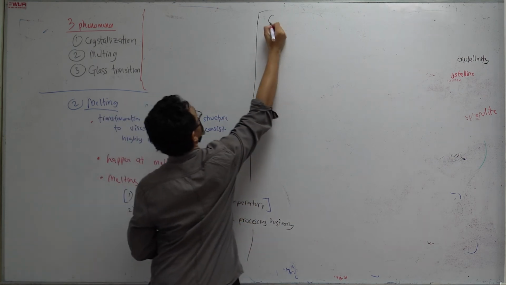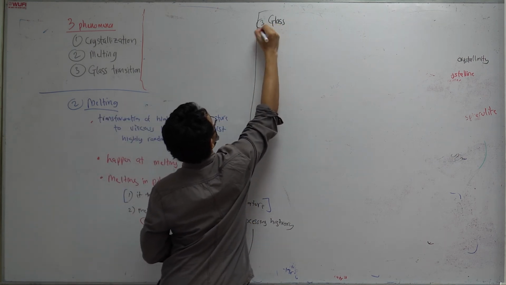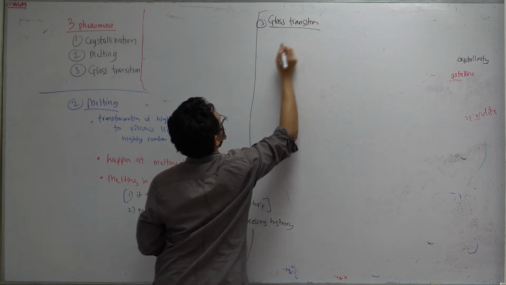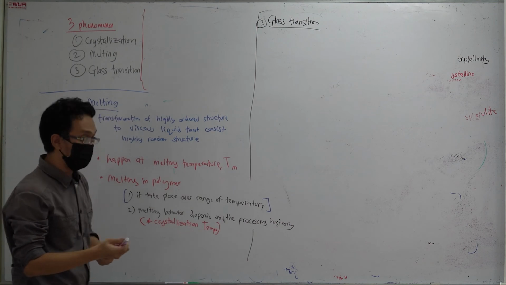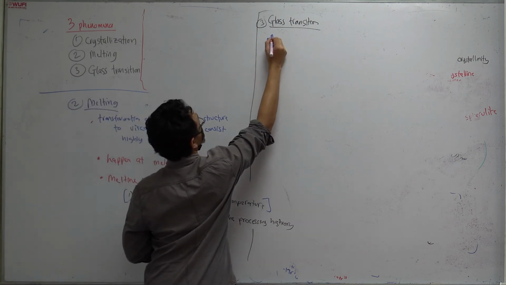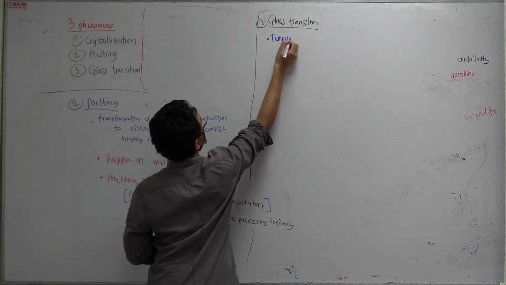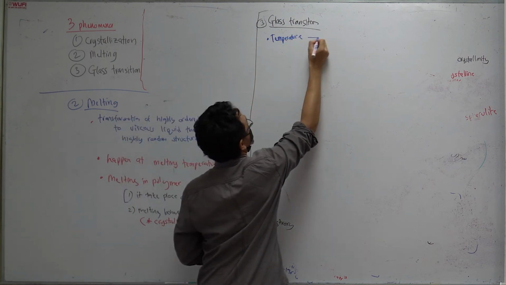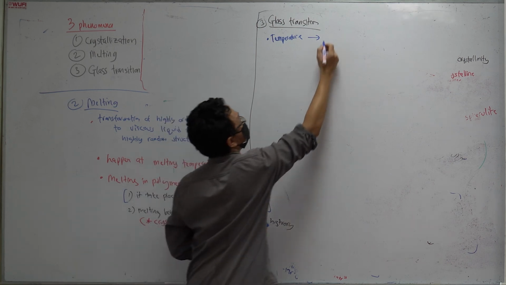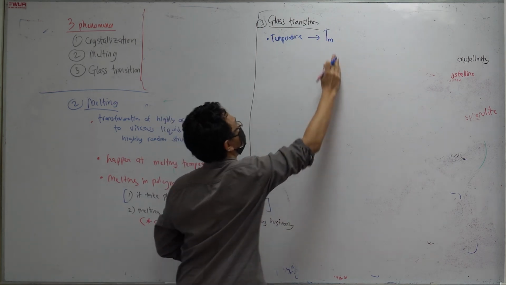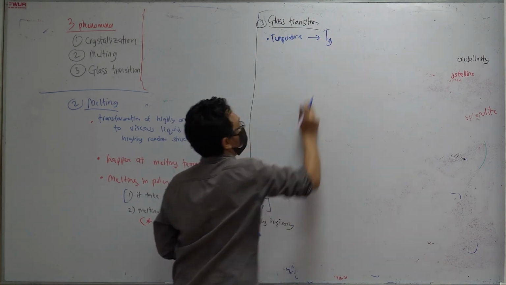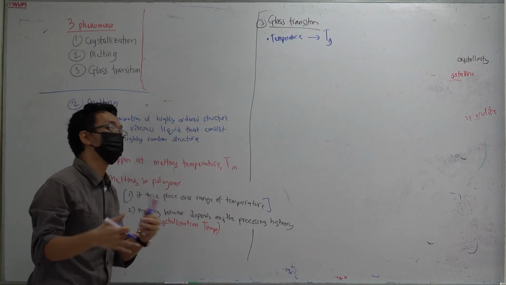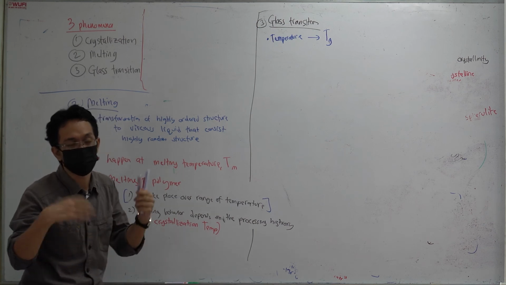So the glass transition phenomenon. The temperature at which this glass transition happens, we call it the glass transition temperature, denoted by Tg. It's basically the temperature where a polymer turns into glass.